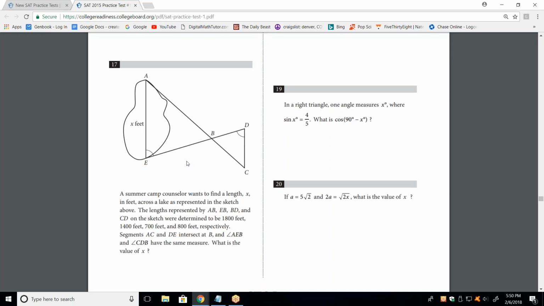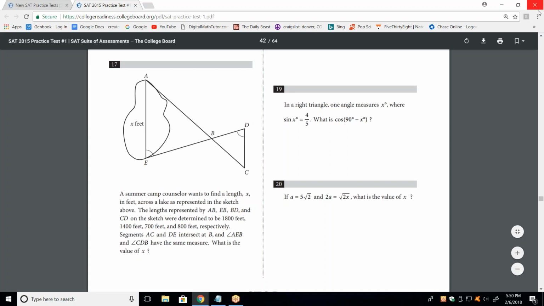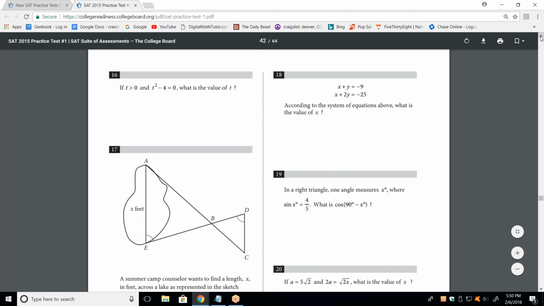Okay. But notice that was the last part of the problem. First part was labeling it up. We wouldn't really have been able to do the problem without doing that.